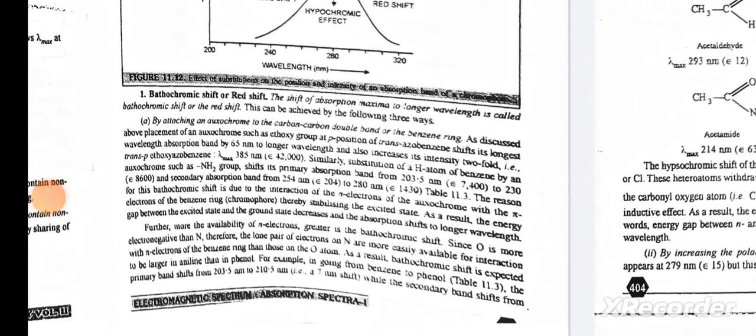Bathochromic shift or red shift. The shift of absorption maxima to longer wavelength is called bathochromic shift or the red shift. This can be achieved in the following three ways. By attaching an auxochrome to the carbon-carbon double bond or the benzene ring as discussed above.